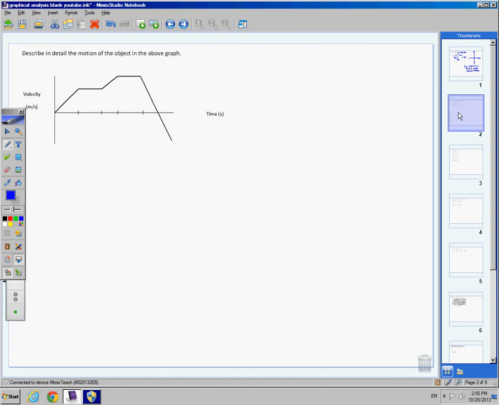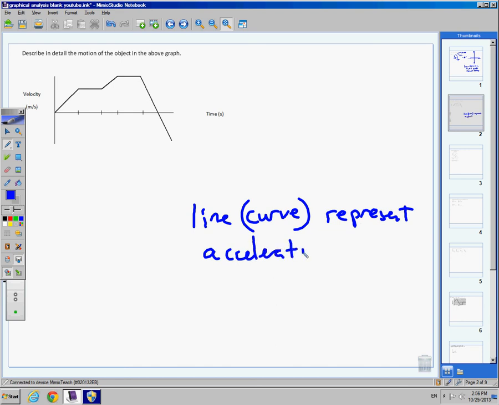Okay, this one says, describe in detail the motion of the object in the above graph. This is a velocity versus time graph, so the first thing I know is the line or curve represents acceleration. So let's check this out. In the first one, we know that the velocity is increasing. Since it's going from 0 to some number, we don't know exactly what the numbers are, but it's increasing. If velocity is increasing, I know, since the slope of the line is going to be constant, that acceleration is constant. And I can tell that from the slope.